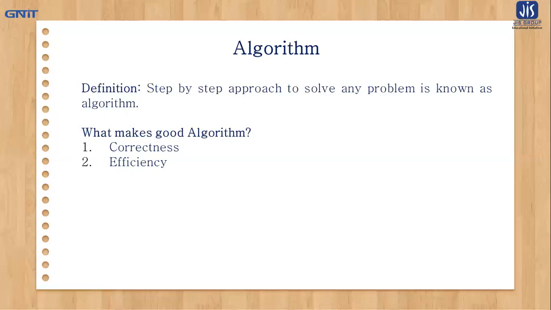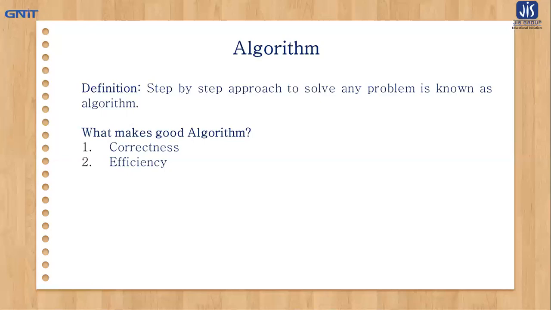Suppose whatever problem was given, tea preparation. Suppose we have added salt on that tea, then what will happen? It is the wrong input, so it will not give the correct output. This is called correctness.